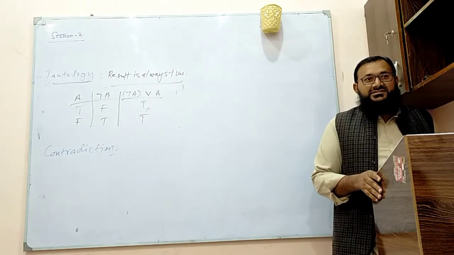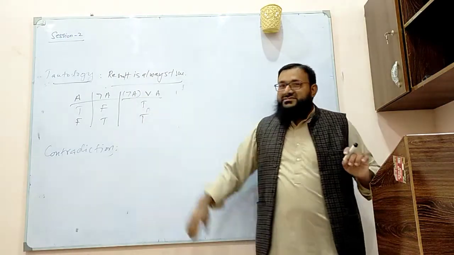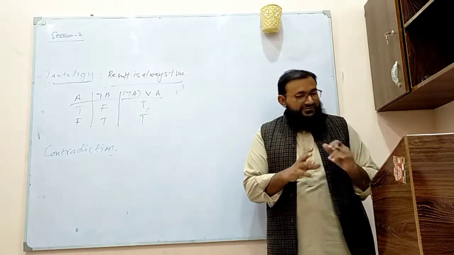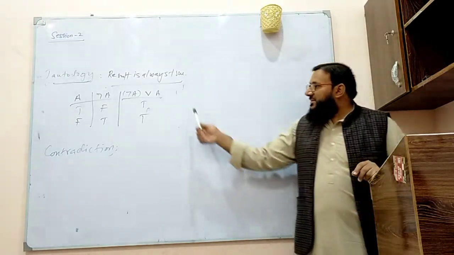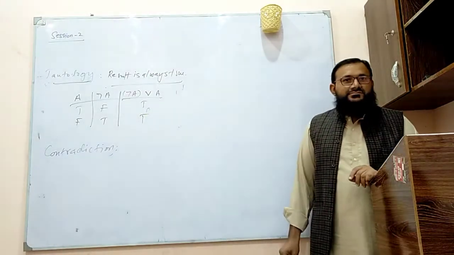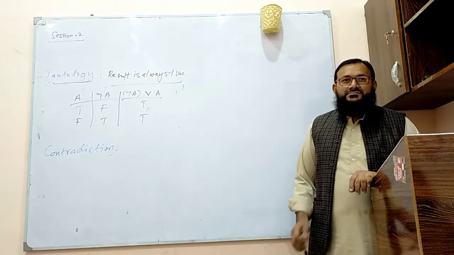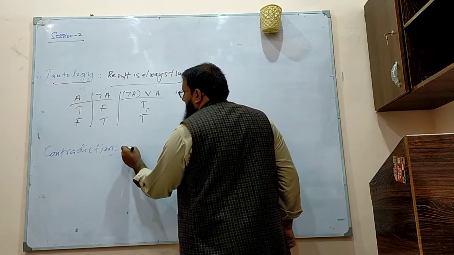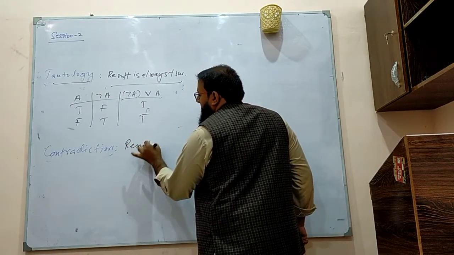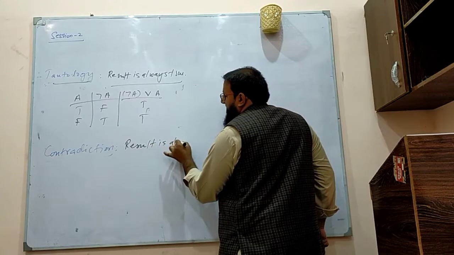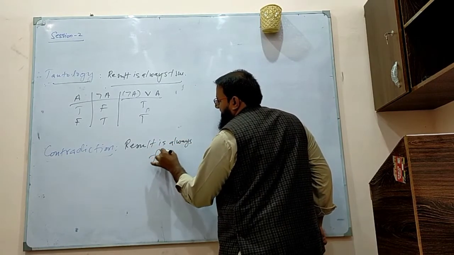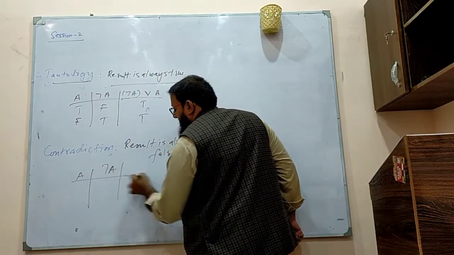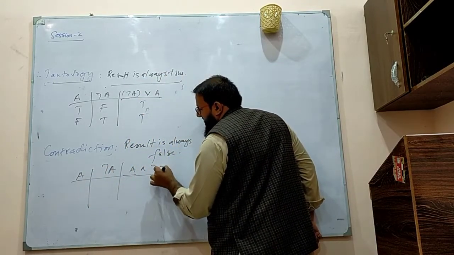Can you tell me what that is? Contradiction is the opposite of this. The result is always false. Can you tell me an example in this context? Just use AND. So this sign is just inverted, and the result is always false.